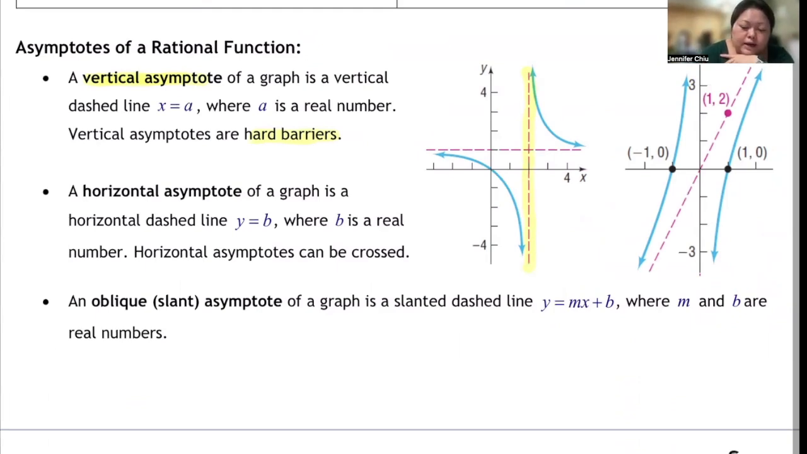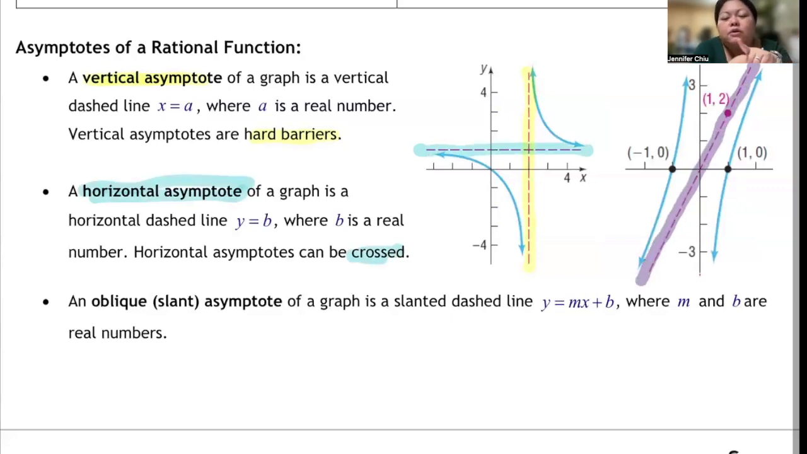A horizontal asymptote is going this way. Now, a horizontal asymptote can be crossed, so it's a soft barrier. So, it's more like an end behavior, like as it goes towards infinity, where you're heading towards. So horizontal asymptote is really a misnomer. We like to call it more like end behavior. And then there's a third type of asymptote, which is called the oblique asymptote, where it's like a diagonal line like this.